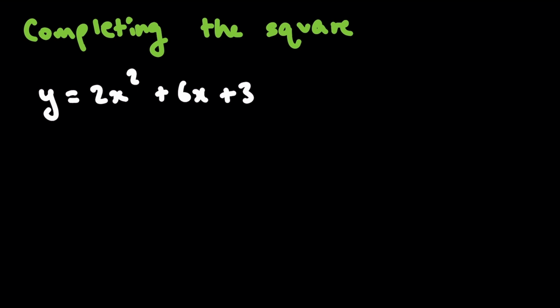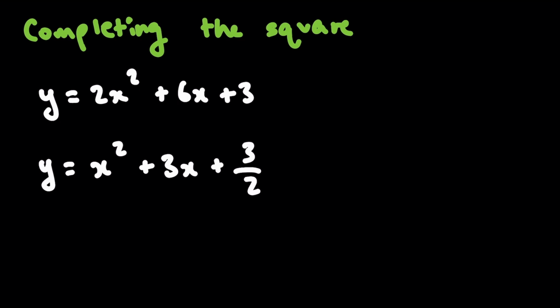The first step in completing the square is always to make it monic. So I'm going to divide every single term here by 2. And that would simply be x squared plus 3x plus 3 over 2.